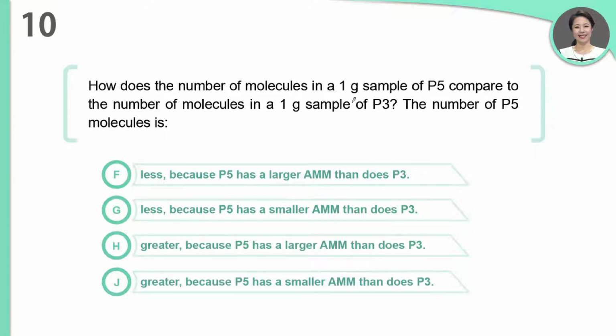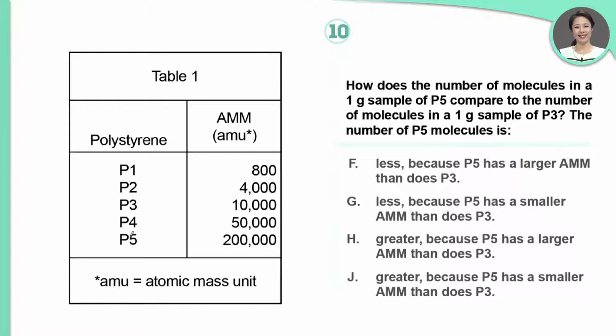Question number 10. How does the number of molecules in a 1 gram sample of P5 compare to the number of molecules in a 1 gram sample of P3? So you're comparing these two. Okay, let's move on to the next slide. Here P5's mass is 200,000 and P3's mass is 10,000. So if this one has a greater mass than that, that means this one is larger. So P5 is larger than P3, and P3 is smaller.